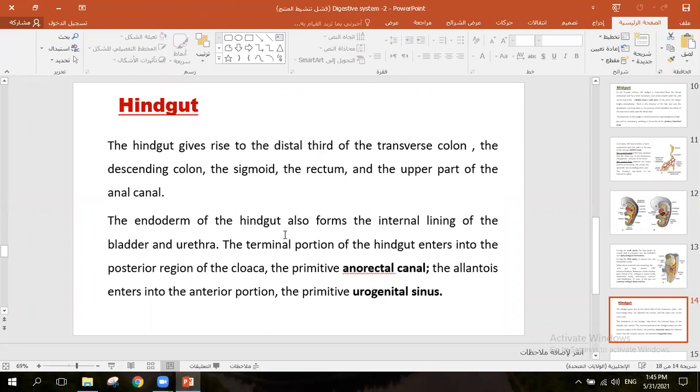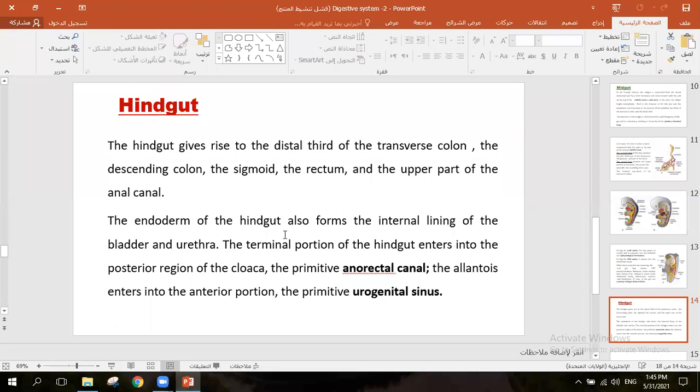Terminal portion of the hindgut enters the posterior region of the cloaca, the primitive anorectal canal. Allantois enters into the anterior portion, the primitive urogenital sinus. Then the hindgut, which is the last part of the gut tube, gives rise to the distal third of the transverse colon, descending colon, sigmoid, rectum, and upper part of the anal canal.